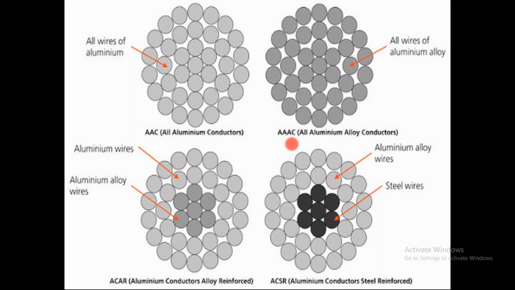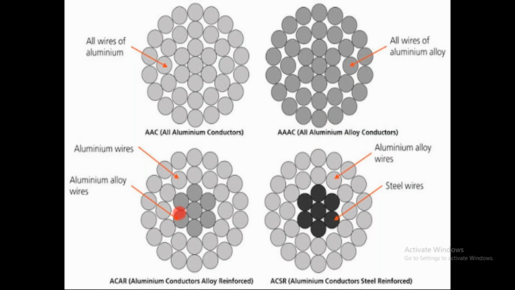The second one is AAAC, that is all aluminum alloy conductor. It should be like this. If you observe this type, the center point diameter will be less when compared to the outer side. It completely belongs to the all aluminum alloy conductor. So it is not pure aluminum, it belongs to aluminum alloy.